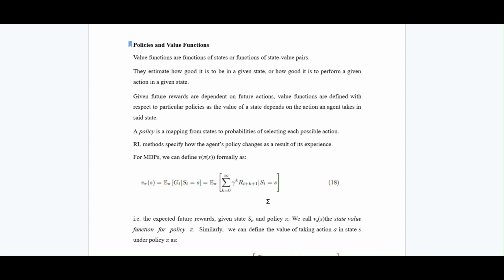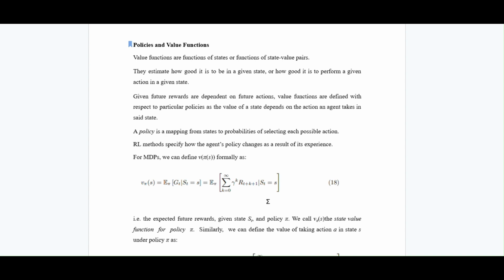So what is policy? Policy is a mapping from states to probabilities of selecting each possible action, right? It's like a strategy or a plan that tells us what to do in each state, right? So, for example, if you imagine you are playing a game of chess, the policy would tell you what move to make in each position on the board. It tells us to move this piece, like move this horse or move this camel, right? It's like a strategy or a plan.